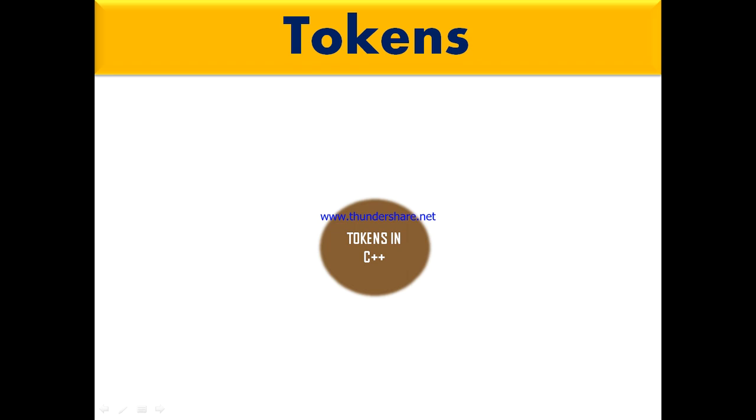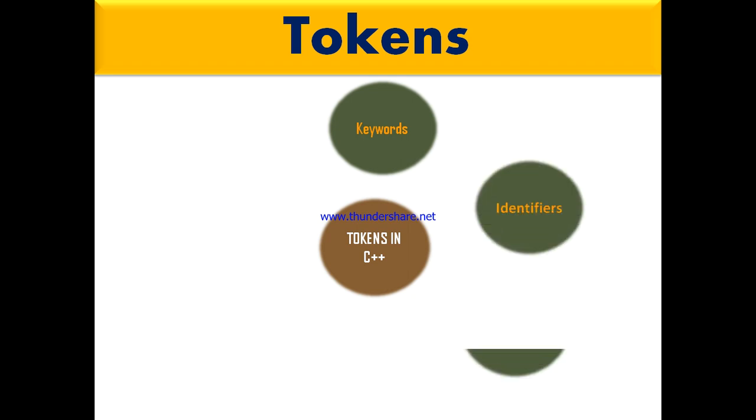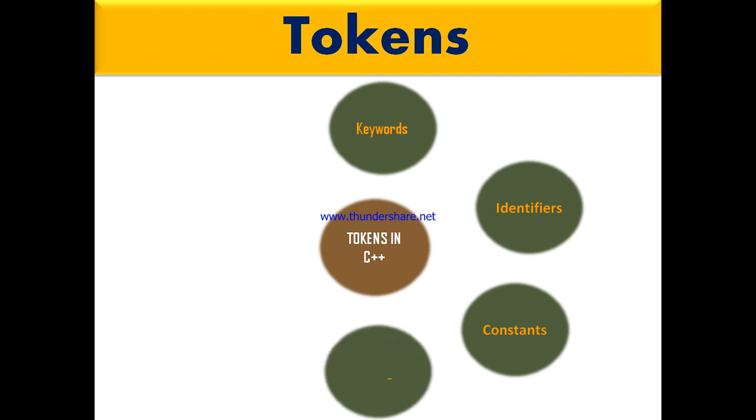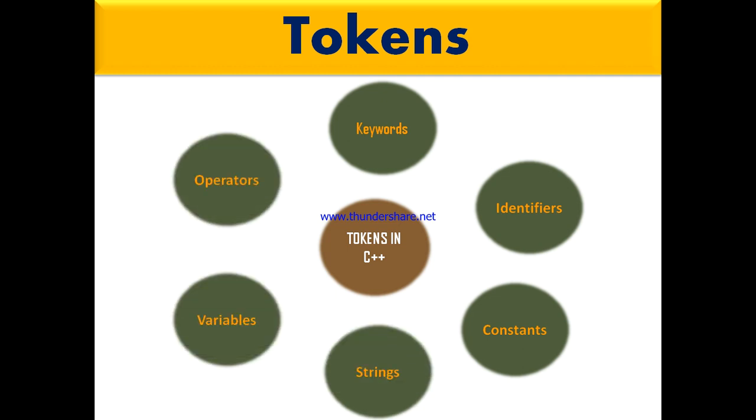Any C++ program consists of 6 different elements: keywords, identifiers, constants, strings, variables, and operators. A C++ program cannot be complete without these elements. A C++ program is made up of all these 6 different elements. So we will discuss all these elements one by one.